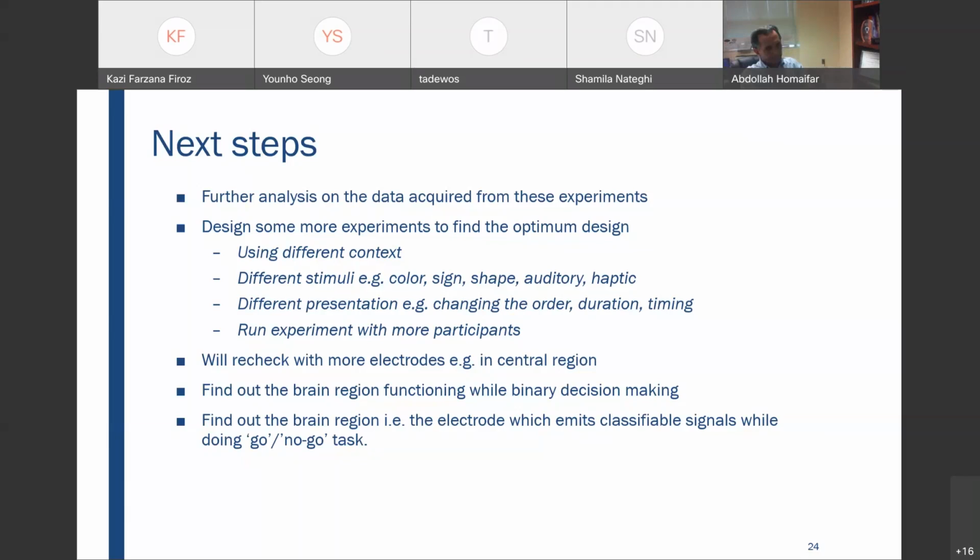We will also record with more electrodes. Like in the topography, we have seen there might be something more in the central parietal region, so maybe we will include those electrodes in our further study. We want to find out the brain region functioning during binary decision making. Obviously, that's our focus. Finding the electrode which emits classifiable signal is another primary focus. We not only want to understand the brain region, we want to use it to classify so that we can use the signal to control a device or system.